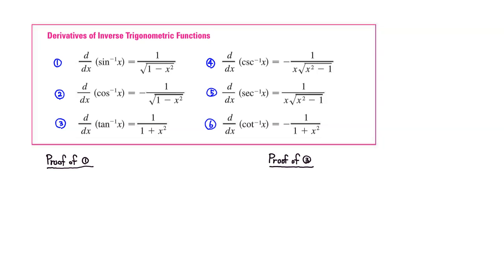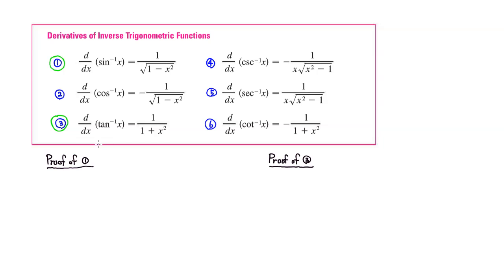All right, let's look at the derivatives of inverse trig functions. We have 6 of these, the derivative of each inverse trig function, and the most popular ones are usually these two, number 1 and number 3. The proofs of these are very similar to each other, so I'm going to just do the proof of those two using implicit differentiation. All right, so let's go through this.